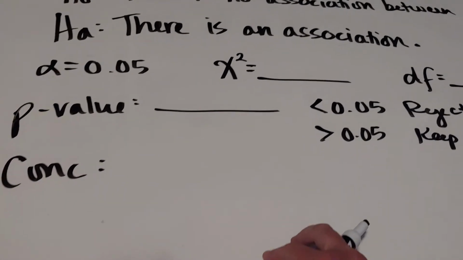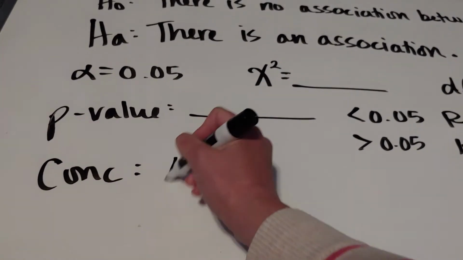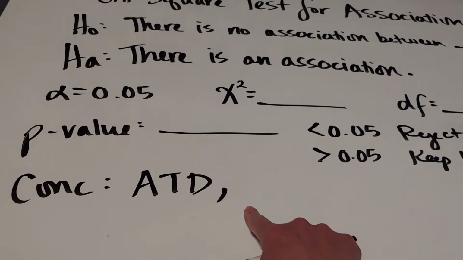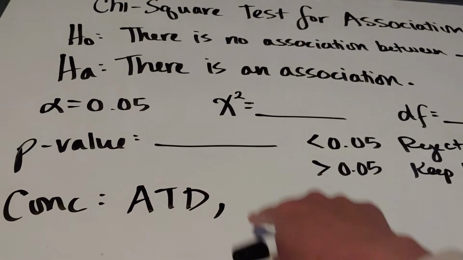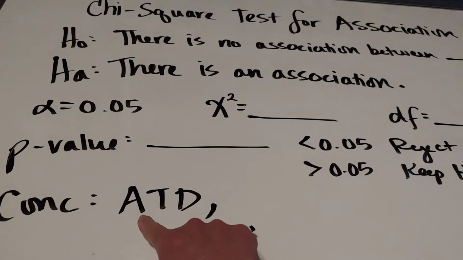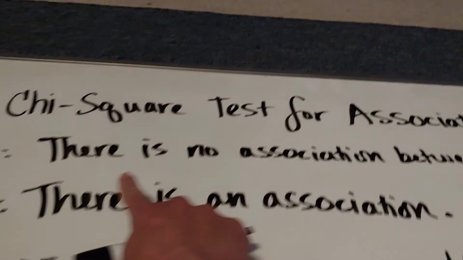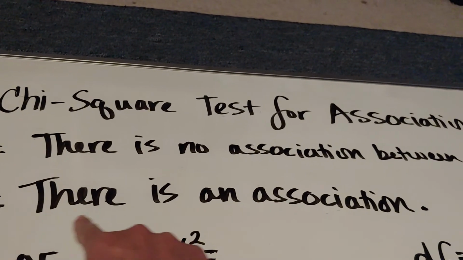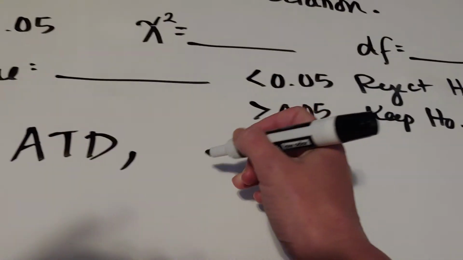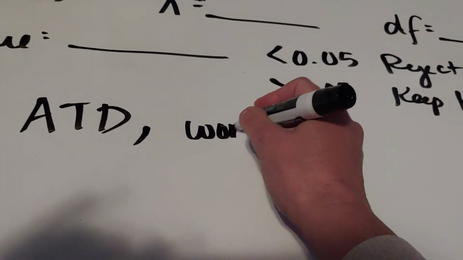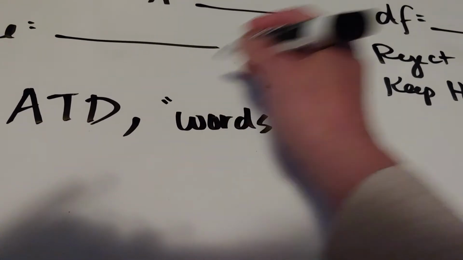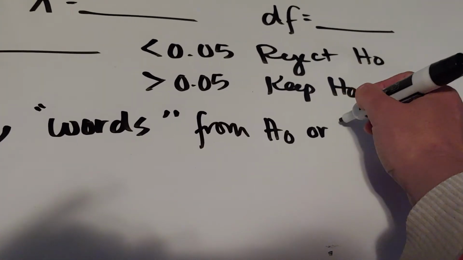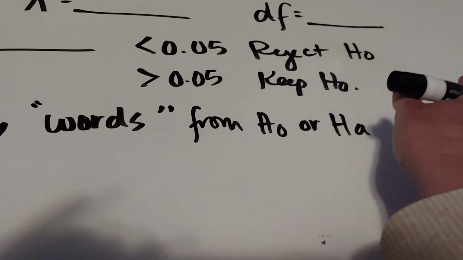All right, my final conclusion, we're going to say, according to our data. And here we're going to use words to say that either the null is true or the alternate is true. So I'm either going to say, according to our data, there is no association, or I'm going to say, according to our data, there is an association. So we want to use the words here from the null or alternate, depending on which one it is that we're keeping.